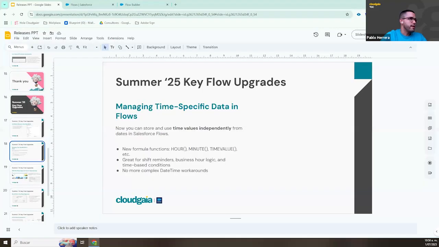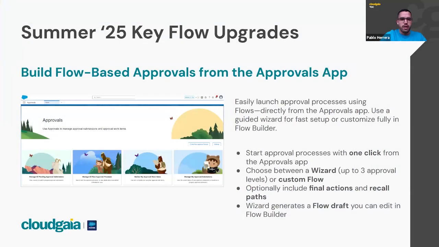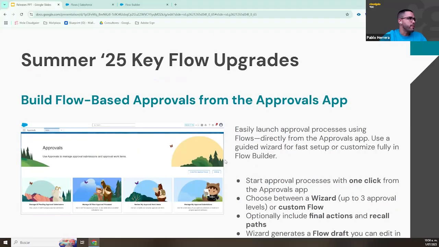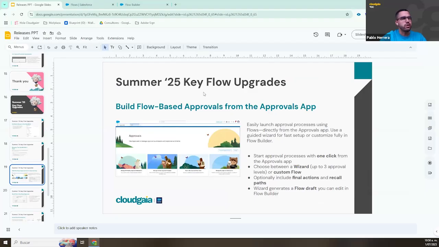All right, so we're coming back to the slide. Next cool thing that's coming in the Summer 25 release: now you can create a flow-based approval process directly from the approvals app without starting from the flow builder manually. So with just one click on create flow approval process, you'll be guided through a simple setup, which we're going to see right now. So how does this look in practice?